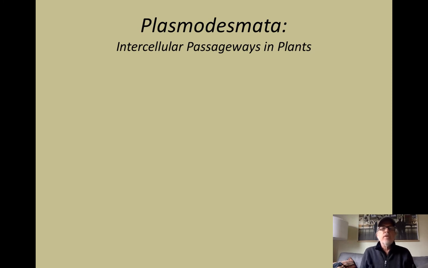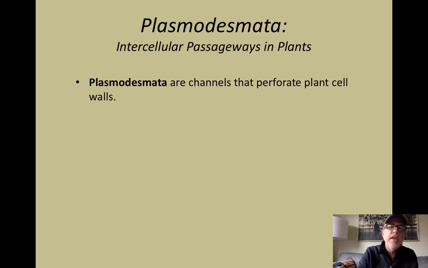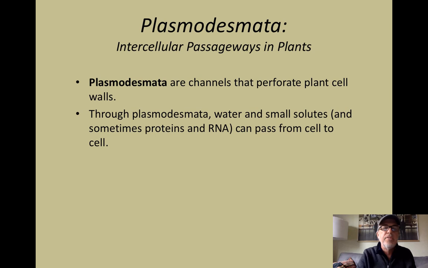Finally, we want to talk about a weird adaptation of plants called plasmodesmata, which are basically intercellular passageways that occur only in plants. They are channels that perforate the cell walls and connect adjacent cells to each other. And through these plasmodesmata, water and small solutes pass from cell to cell.